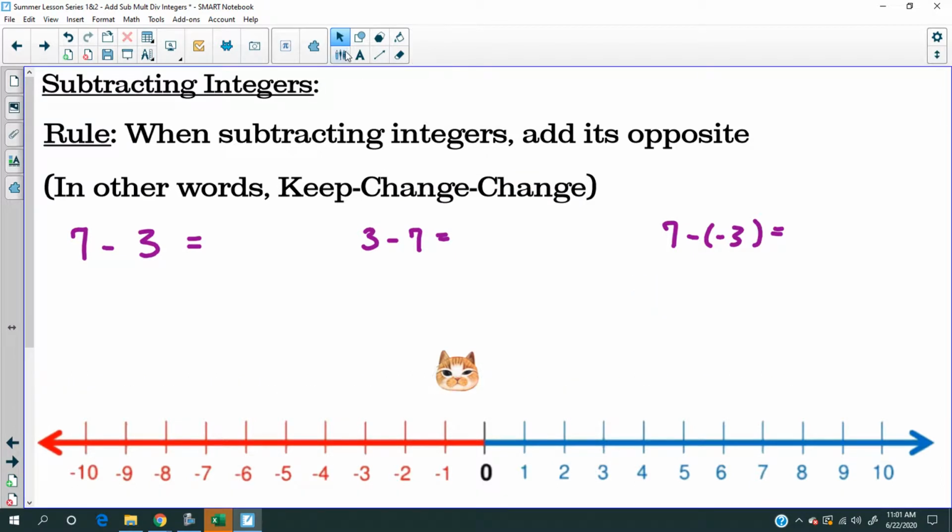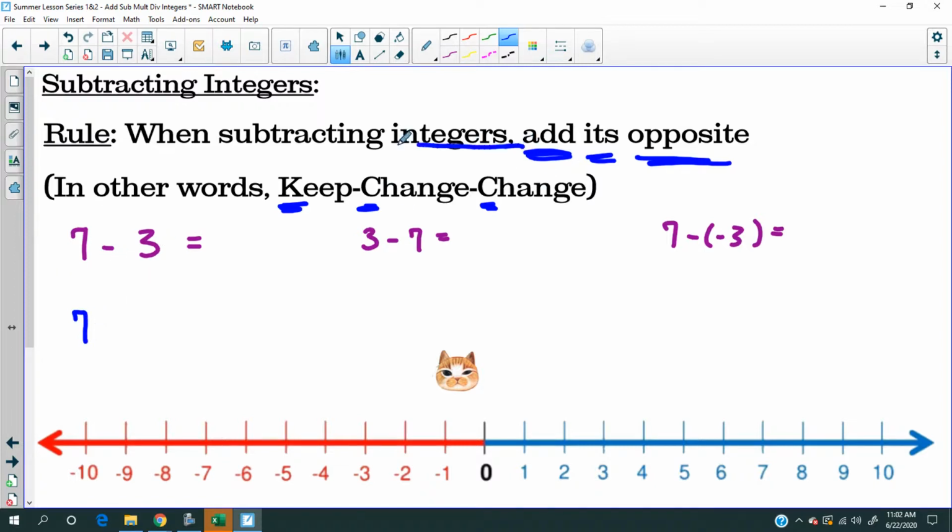So for this one, now, the rule for subtracting integers is very interesting, at least to me. So when we're subtracting integers, all you need to know is you add its opposite. In other words, you keep, change. Now I know when you guys did dividing fractions, you did keep, change, flip. This is a little bit different. This is keep, change, change. So what do I mean by that? Watch this. Keep, change, you add. So you change this to addition.